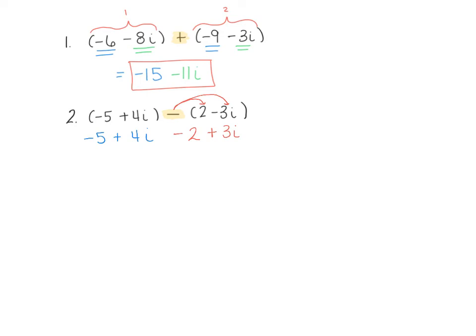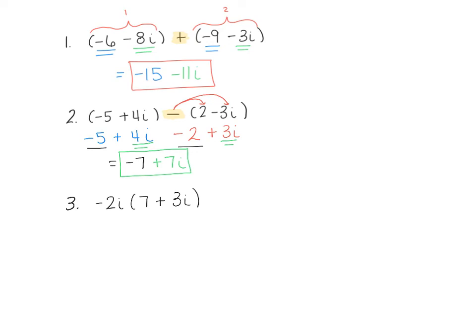So we'll start by combining the -5 and the -2, which gives us -7. And then we'll go back and combine the 4i and the 3i to give us +7i. So our answer is -7 plus 7i.